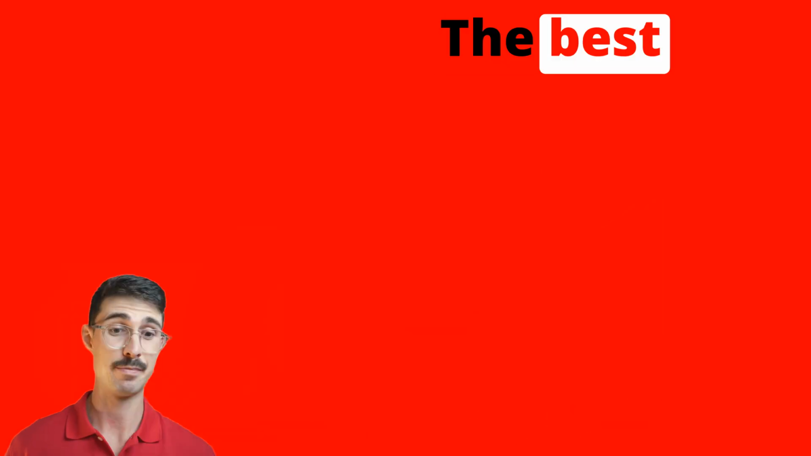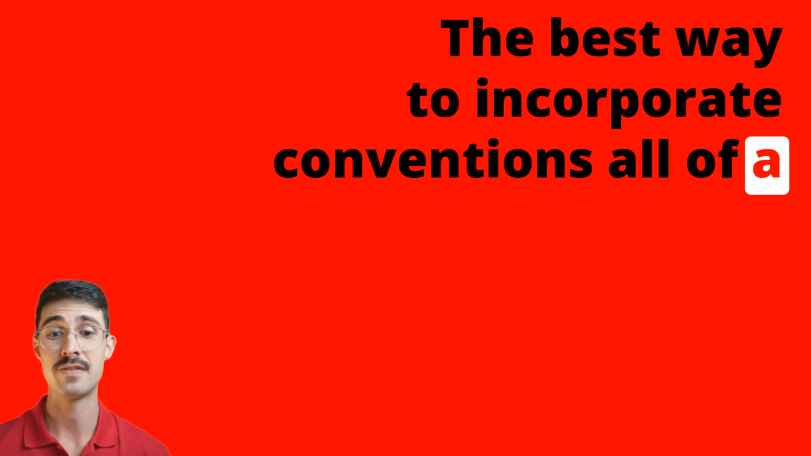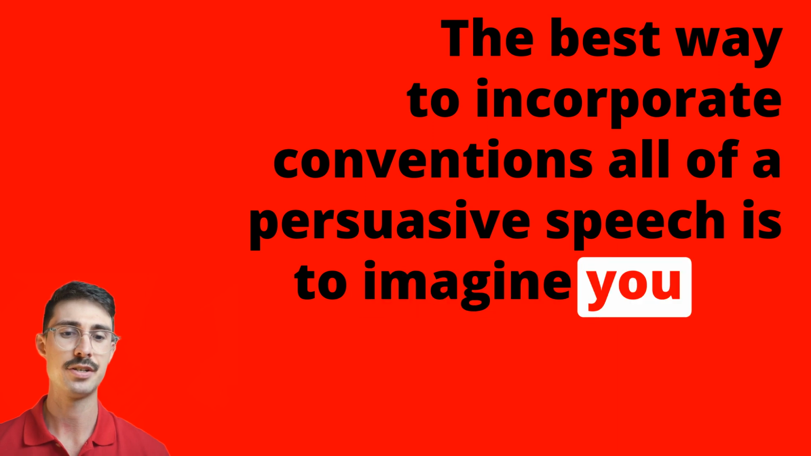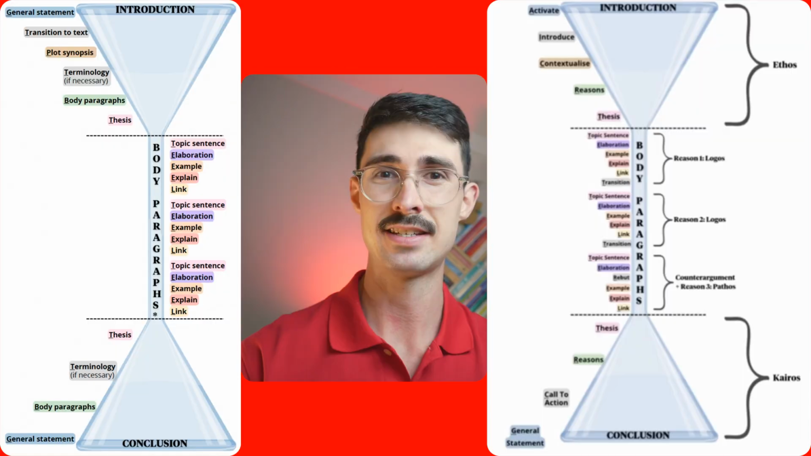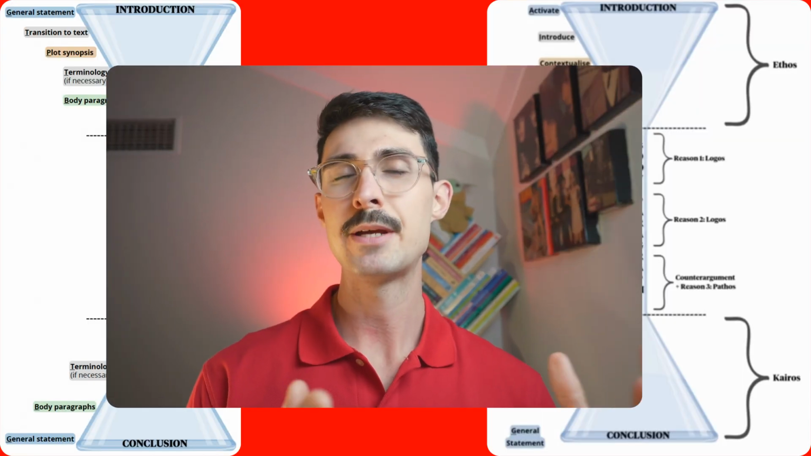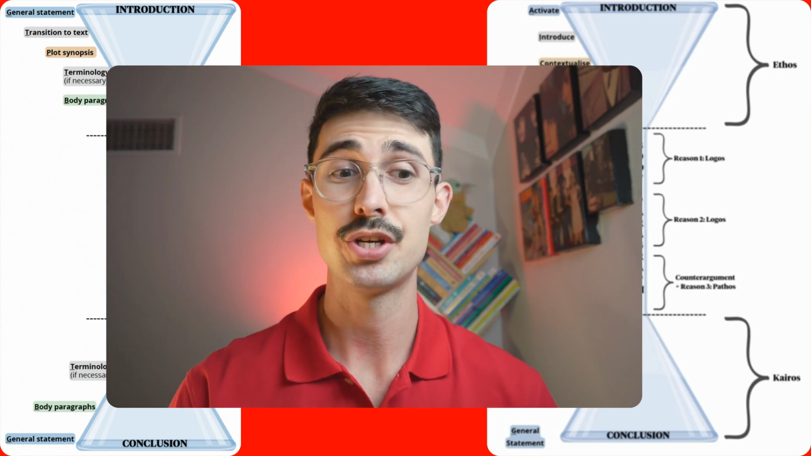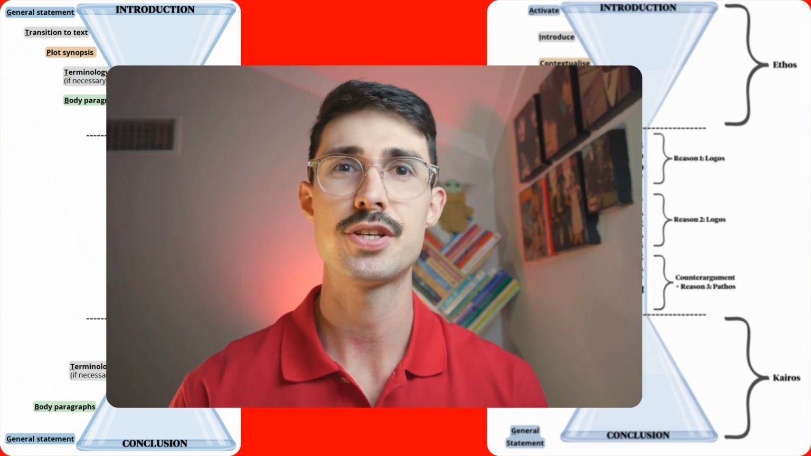If there is one thing you can take away from the last few lessons on persuasive speeches, it would really be this final point. The best way to incorporate conventions of a persuasive speech is to imagine you are literally in the shoes of the person giving it. And that officially concludes this module segment on persuasive text. At this stage, I really hope you've been able to see the overlap between responding section essays and persuasive texts. And it's because of this overlap that I suggested you choose persuasive text as your first text type preference for Module 5.